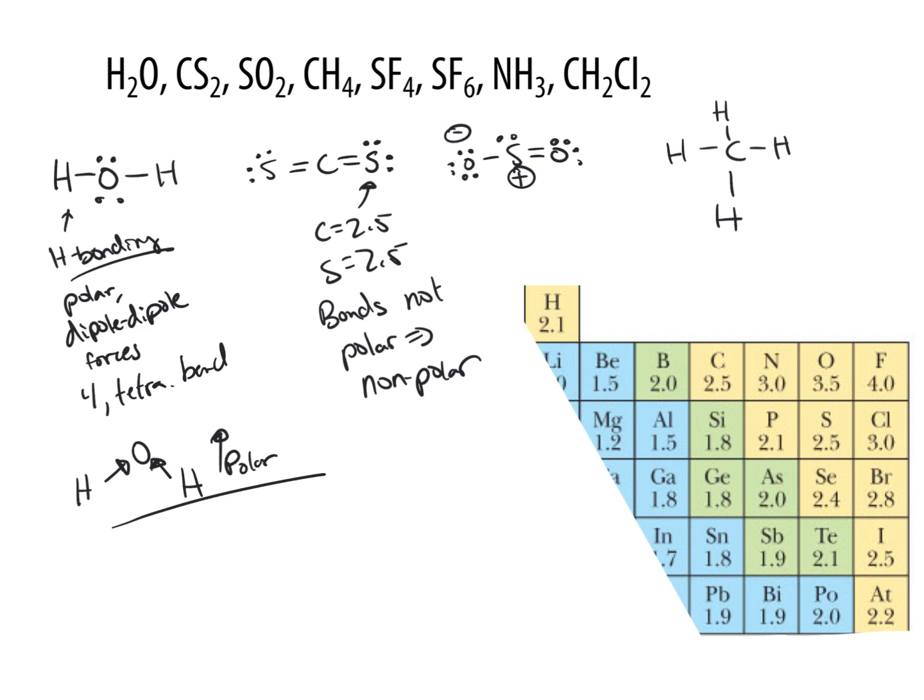I maybe jumped the gun drawing out the Lewis structure. If there were poles, they would exactly cancel because it's this symmetrical shape, but there's no poles here. These actually share their electrons equally because they have the same electronegativity.